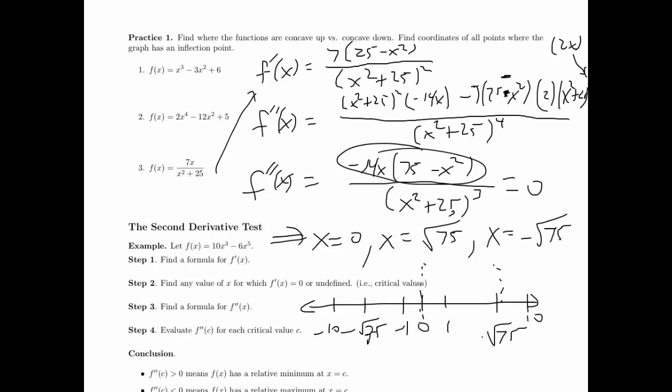So I have these places where my second derivative is 0 at negative square root of 75, 0, and positive square root of 75. So when I sample values in between, I'm just going to put them back into this because it's easiest. The denominator is positive all the time. So for example, when I put negative 1 in, f double prime of negative 1, it's easy to see that this is positive 14 and this is like 74. So it's a positive times a positive, that's positive. So I don't need to know what the actual answer is. I can just say positive.